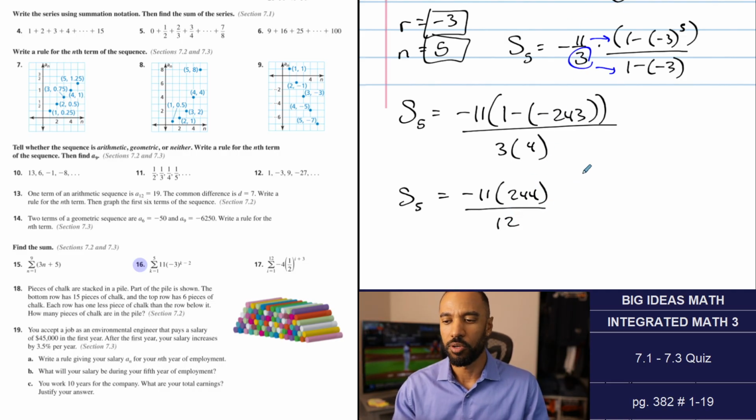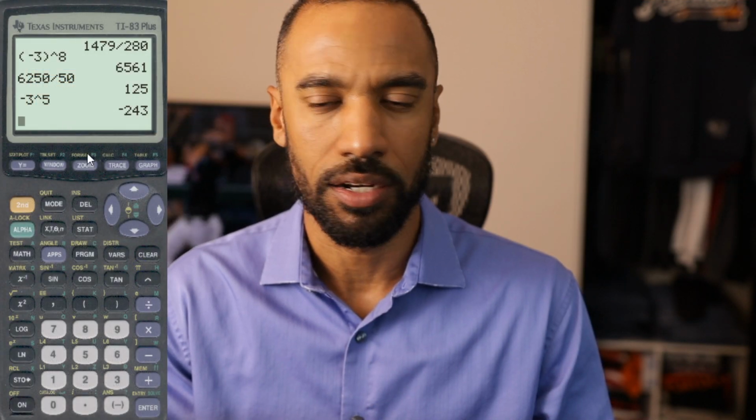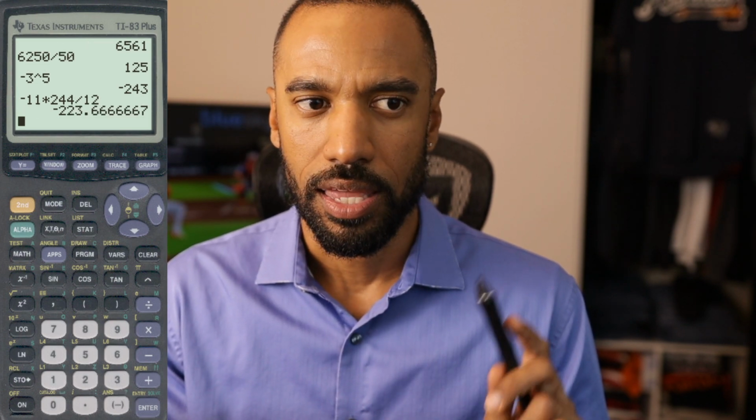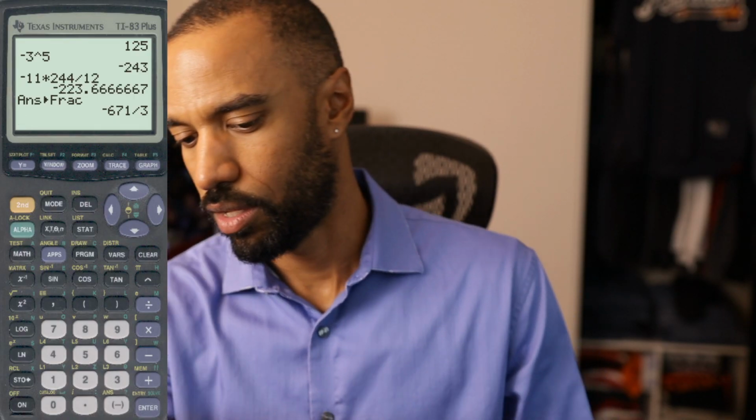At this point, I'm comfortable using the calculator. I don't know if this has a clean answer because the first term is a fraction. So I'm guessing it won't, but we can write a fraction answer from that. So let's do negative 11 times 244 divided by 12. If we go to fraction form, you want the exact answer here. So this is negative 671 over 3. And that's what we get there.